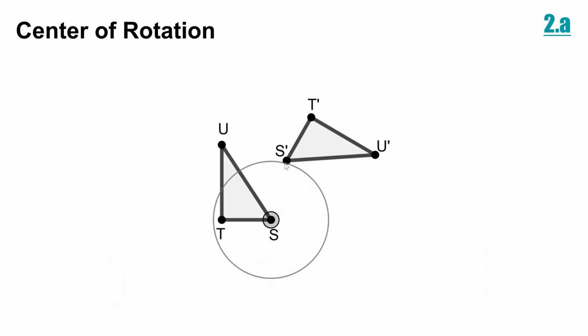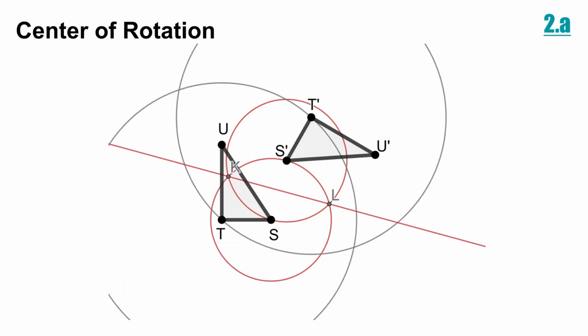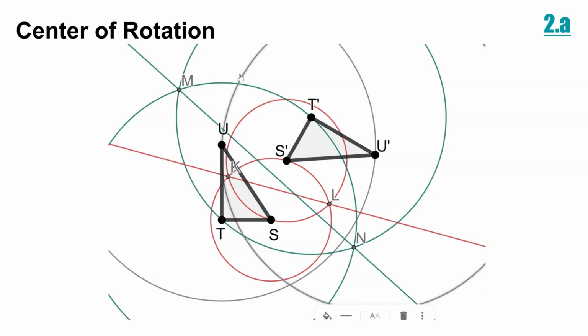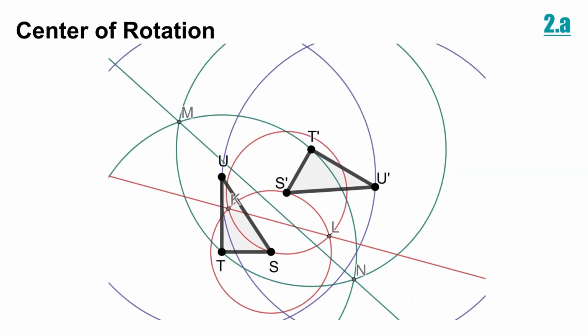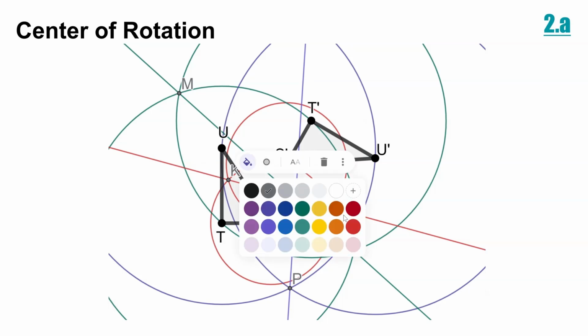Perpendicular bisectors can also be used to find the center of rotation. To find the center of rotation, start by finding the perpendicular bisectors of every preimage and image. Once all the perpendicular bisectors have been constructed, plot a point at their intersection, and that will be the center of rotation.